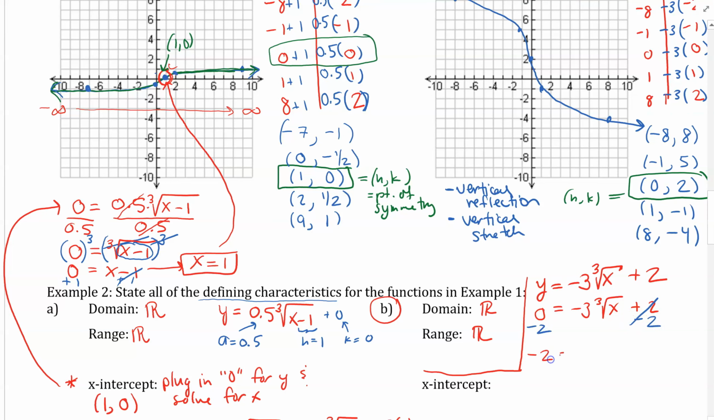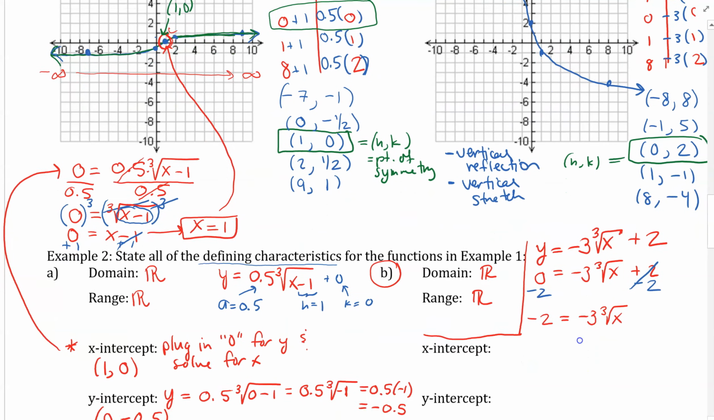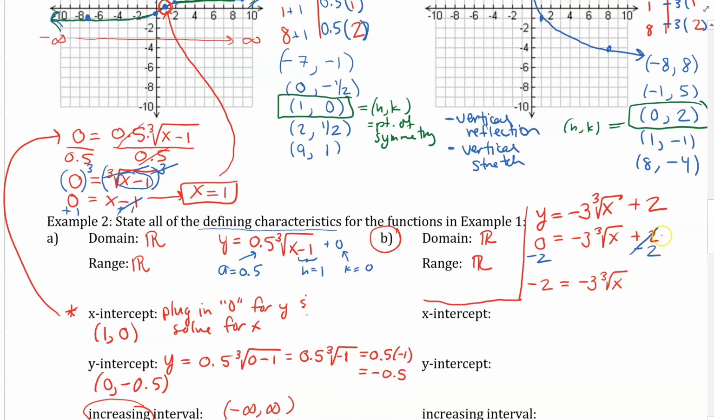And I get -2 is equal to -3 times the cube root of x. And I did that first because that was sort of the last thing that had been done to the x. And so it's the first thing I will undo to solve for x. And then the next thing I'll do is divide by -3 to completely isolate the cube root. So then I get positive 2/3 is equal to the cube root of x.